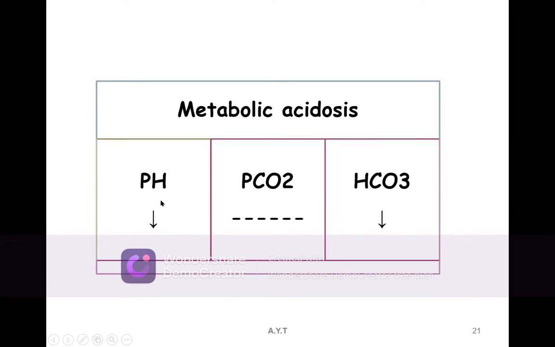On the other hand, the pH is down, the PCO2 levels are normal, that is about 35 to 45, and the bicarbonate level, normally 22 to 28 milliequivalents, is down. It means that it is in the acidic phase, the pH is down, and the cause is this, not that. It is called metabolic acidosis.